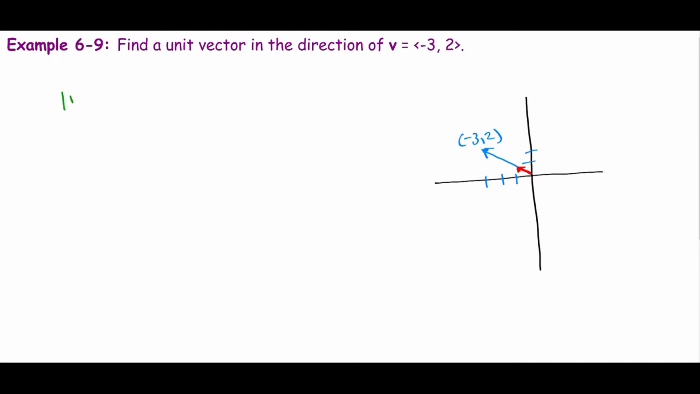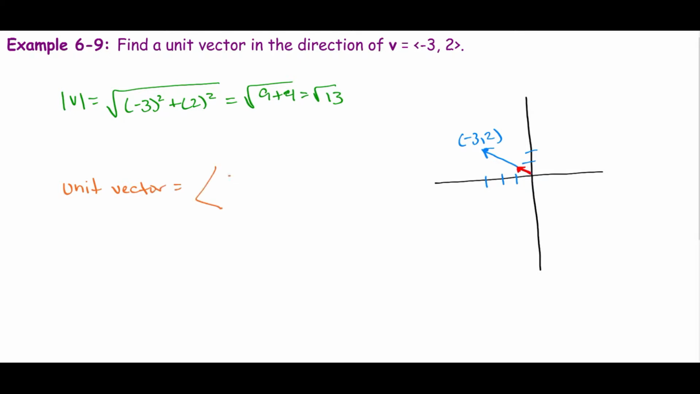The first thing we need to do is find the magnitude of v. Since we have component form, we take the horizontal component squared plus the vertical component squared. This is going to be 9 plus 4, which gives us the square root of 13. Then, to get my unit vector, I take each of the components and divide by the magnitude. So my unit vector will be -3 over radical 13 and 2 over radical 13.